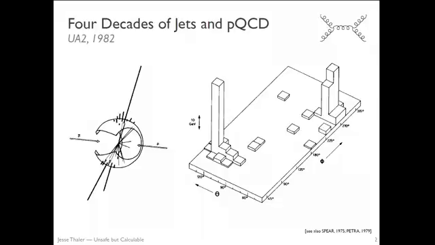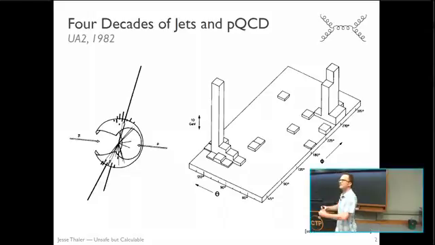This is, to my knowledge, the first Lego plot ever made at a Hadron Collider. This was back in UA2 time. So we have protons and antiprotons colliding together. And we have this now characteristic picture of what jets are. In this collision, we have sprays of particles coming out of the collision point. And those sprays of particles are clustered into jet regions.